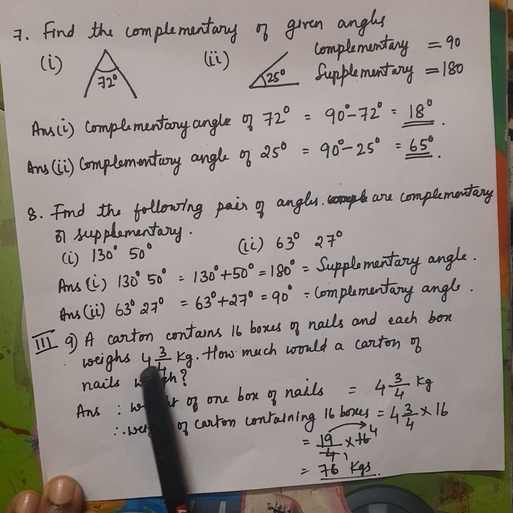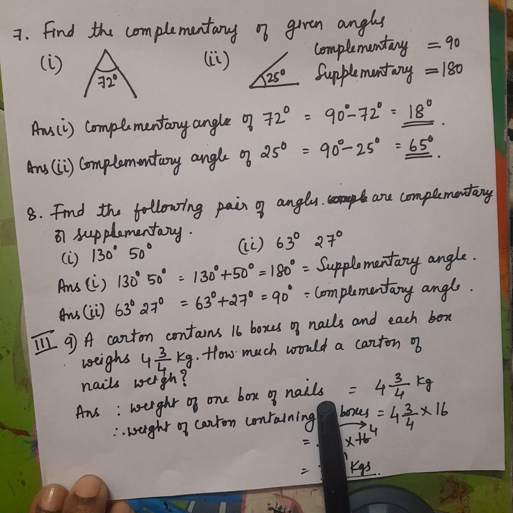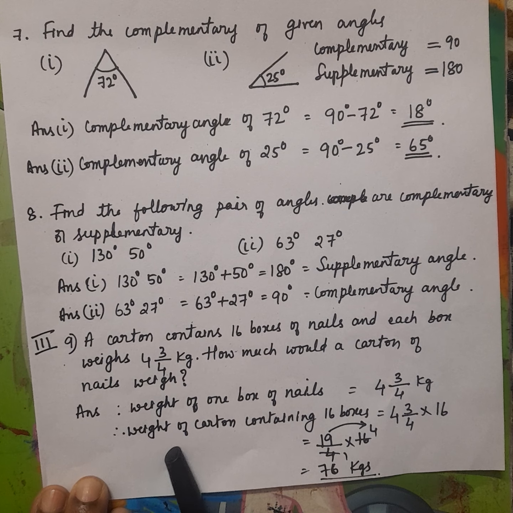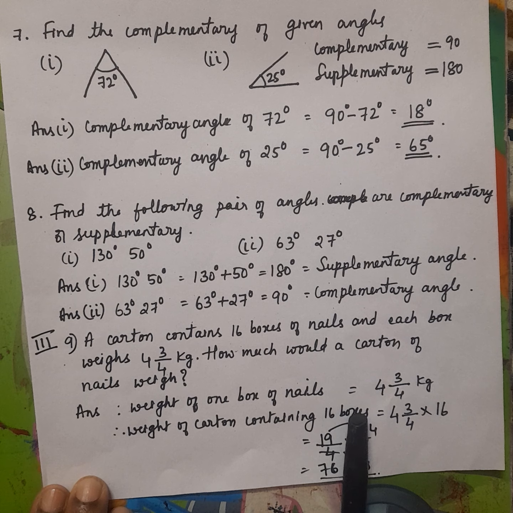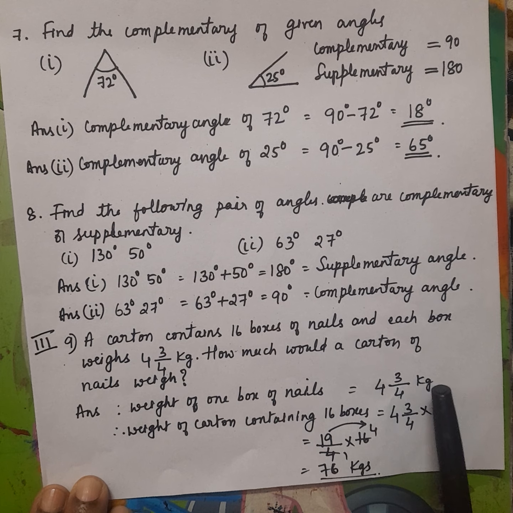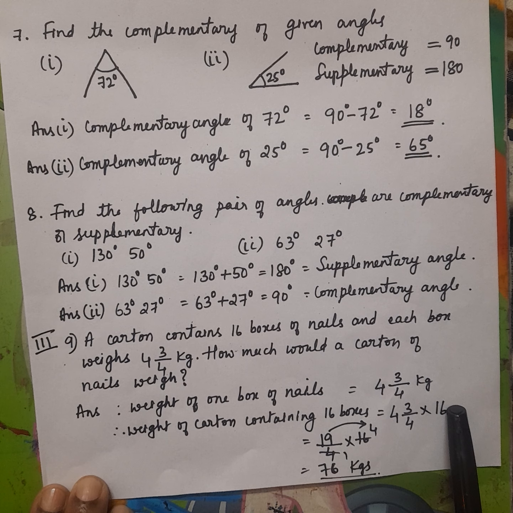Now, one box weighs 4 3/4. First you have to take the data. Weight of one box of nails. How much is the weight of one box of nails? 4 3/4 kgs. Now weight of the carton containing 16 boxes. That means 16 boxes of nails are inside the carton. So we have to multiply 4 3/4 kg per box into 16 boxes.